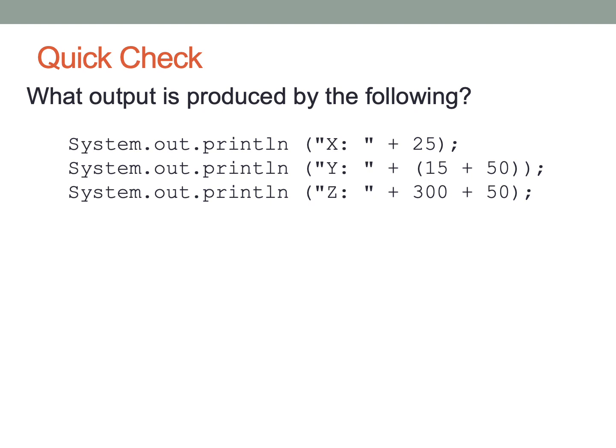And then the last one, we have "z" plus 300 plus 50. Because we have one string and two numbers, it is similar to the x case. So in z, everything will become string concatenation. So the output for that will be z30050. So overall, the output would be x25, y65, and z30050.